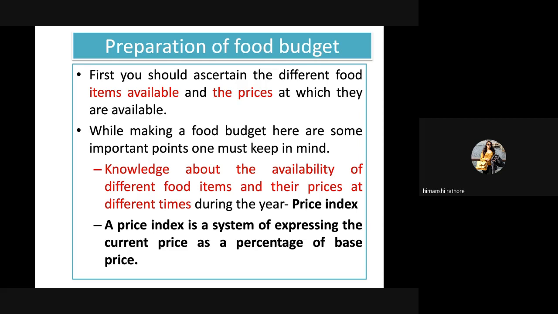That is called a price index. What is a price index? Price index is a system of expressing the current price as a percentage of base price. Like on a yearly basis, if you have to see, the price of wheat must be varying, but in the season when the wheat is available, the crops are being harvested, then the rate must be different. So when you are calculating the percentage of that difference, this is called a price index.